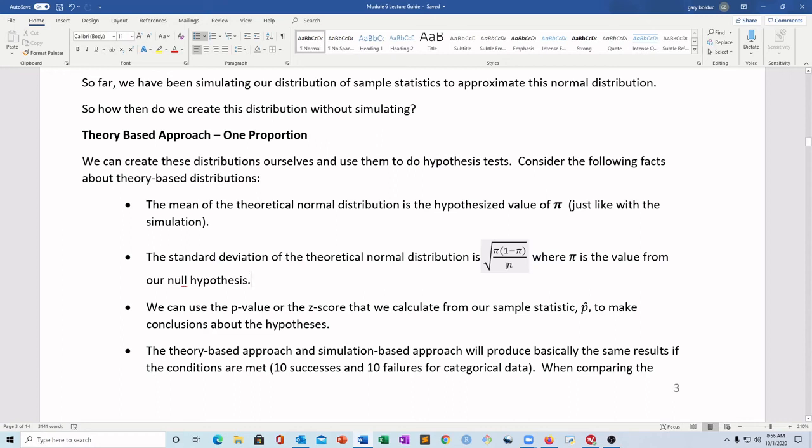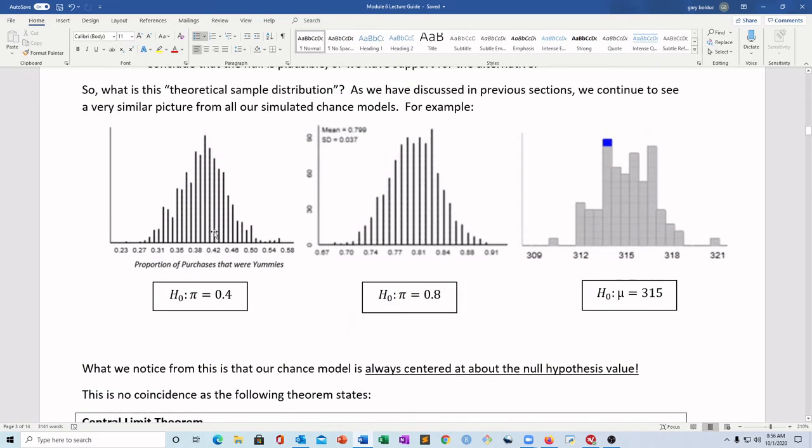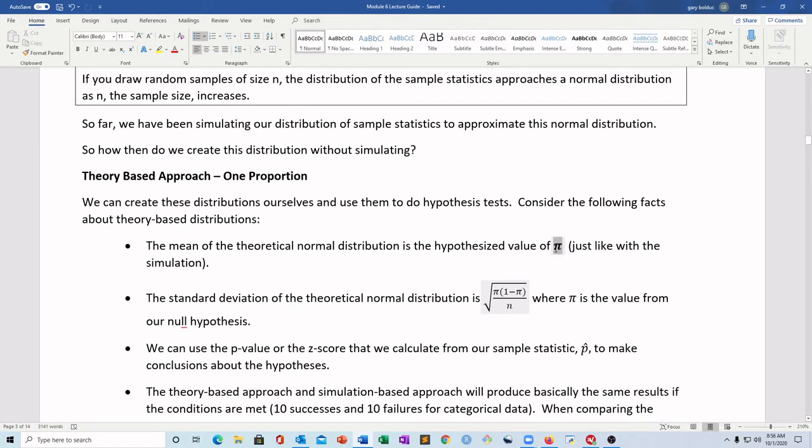So let's stop here and think about this. Think about what I'm saying. I'm telling you that I can predict each of these pictures, again, not perfectly, but close. I can predict all of these pictures and then go find you a p-value, a standardized statistic, make a conclusion. All of that can be done from what? From knowing the hypothesized pi value, so null hypothesis, number one. Number two, your sample size. If you give me those two pieces of information, I can do all of that work. That should sound crazy, but it does work.